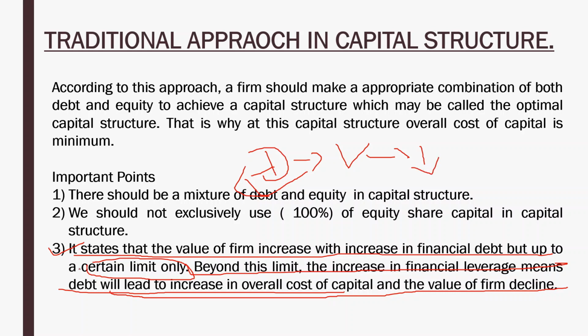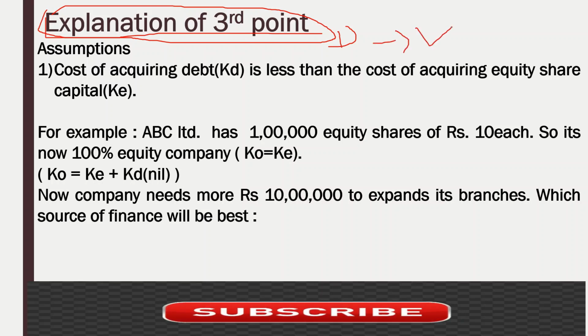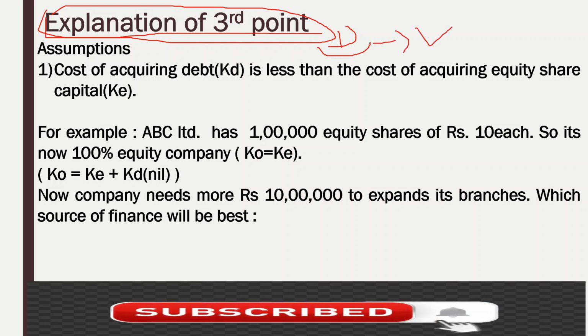So let's discuss the explanation of this third point in more detail. Here you can see the explanation of the third point: if you increase your debt initially, then the value of the firm will increase. But beyond that limit, if you continuously increase your debt, then the value of the firm starts declining. This is because of our assumptions.